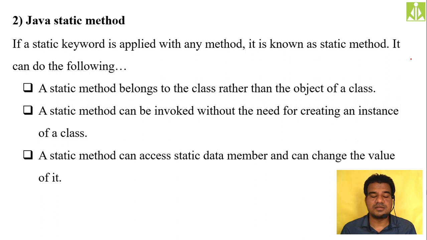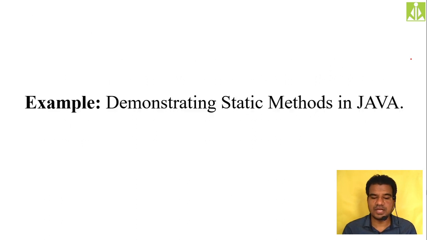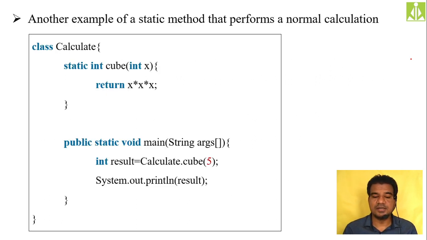The concept of static method also we discussed. We said when we apply static to a method, it will become a class method, and in order to invoke that method we need not depend on the object. Without creating the object also we can call that static method. So here I have demonstrated the program how we can call the static method using the class name. Okay, so that we discussed.